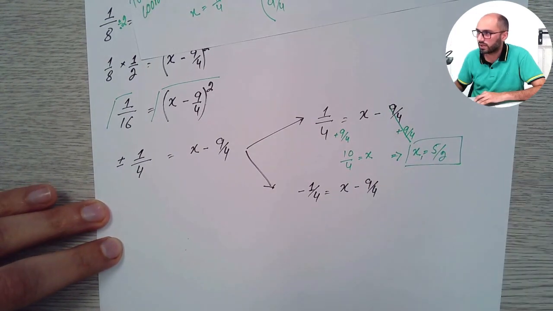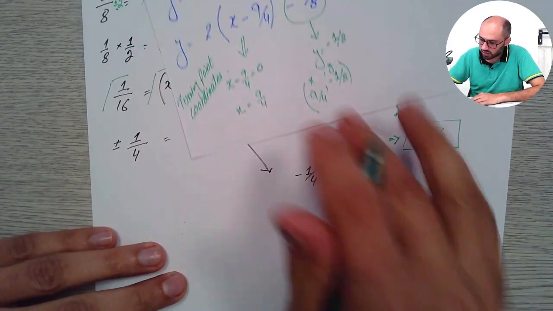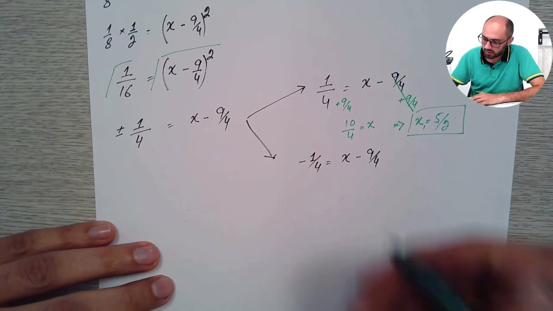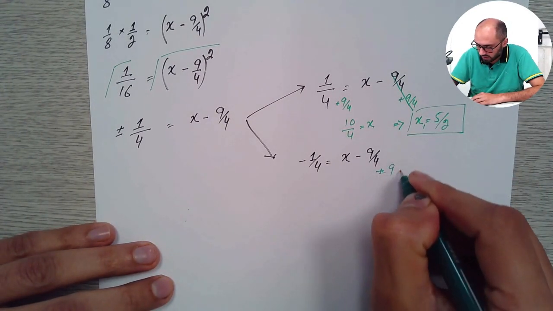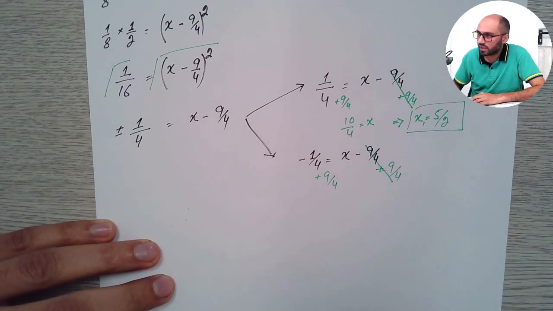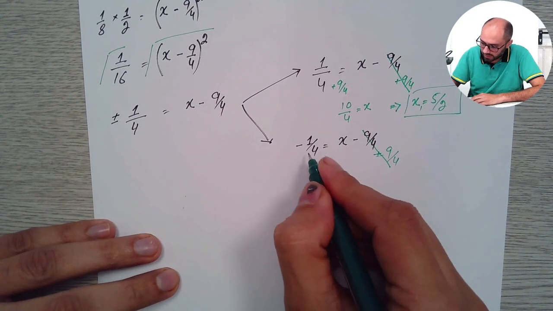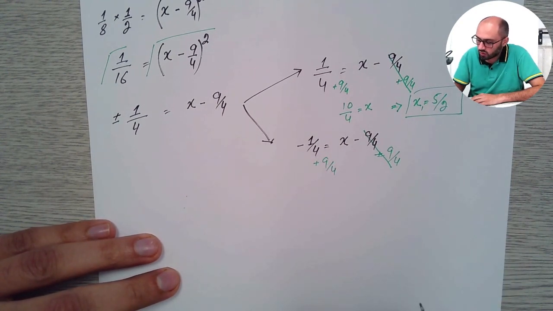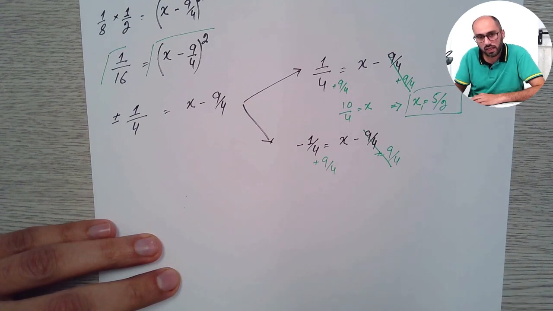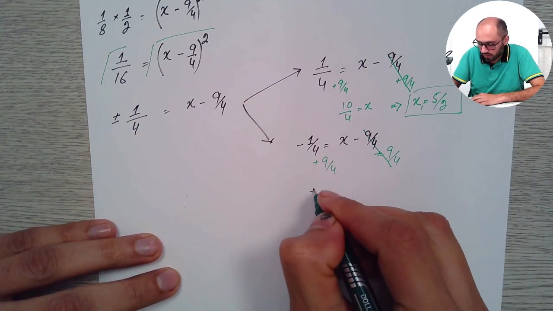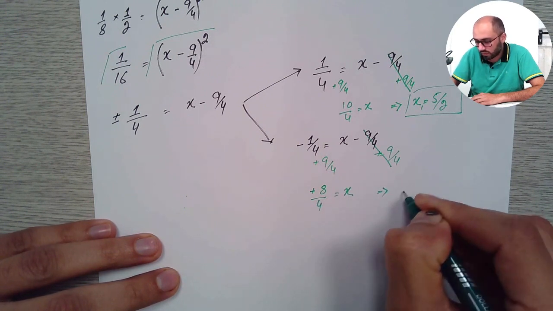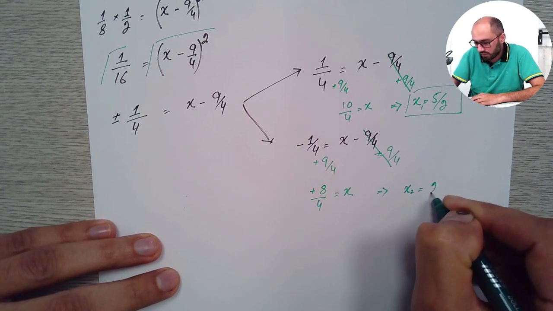This is my x1. Here, what I'll do is exactly the same thing to work out the value of this x. I'll do plus 9 over 4, plus 9 over 4. This will be cancelled out. Now I'm adding minus 1 to plus 9 over 4. They both have the same denominator. So if you add them two together, it will change to plus 8 over 4 equals x. And this means my x2 is plus 2.